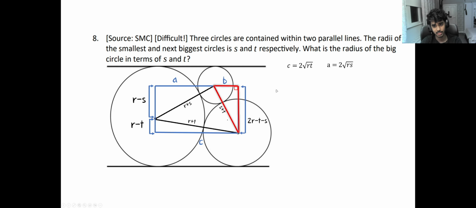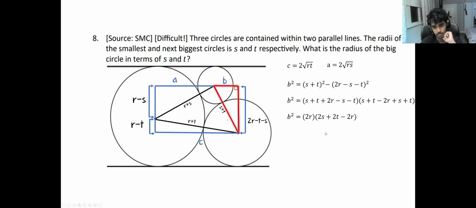So we can rearrange Pythagoras again to get this expression, and we can use the difference of two squares to write it. Now we need to combine like terms, and we get this. Now I could expand this and then factorize it, but it'll be easier to just factorize the 2 from this parenthesis. So I'm going to take out the 2, and I'll get 2r multiplied by 2 brackets inside the brackets, s plus t minus r. Now the 2r can just multiply with this 2 here, and I get b squared equals 4r times s plus t minus r in brackets.